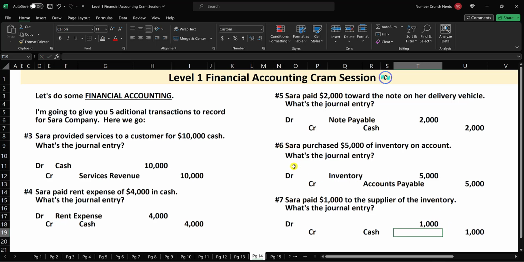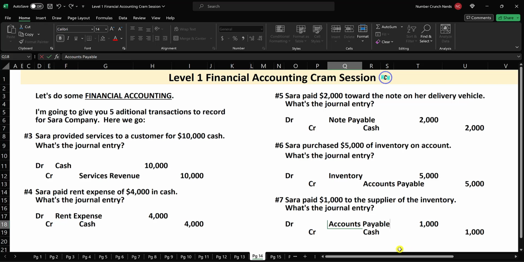Well, in entry number 6, she recorded an accounts payable for the full amount that she owed. So if she pays some of it off, what's going to happen? She's going to reduce the accounts payable. Accounts payable is a liability. How do you reduce a liability? With a debit.